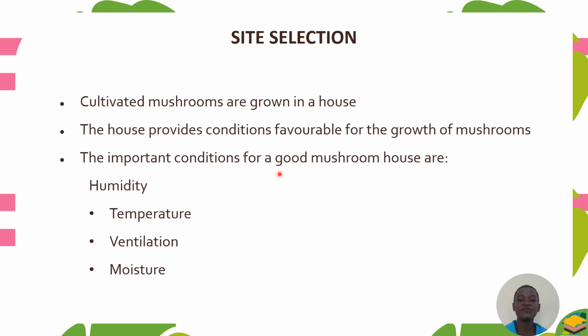So the important conditions for a good mushroom house are humidity, temperature, ventilation, moisture. Depending on the type of mushroom which you are going to grow, they will need different humidity, a certain amount of temperature, and a certain amount of ventilation, as well as moisture. So at least the house which you are going to construct, where you are going to grow the mushroom, should have the recommended humidity, temperature, ventilation, as well as moisture.